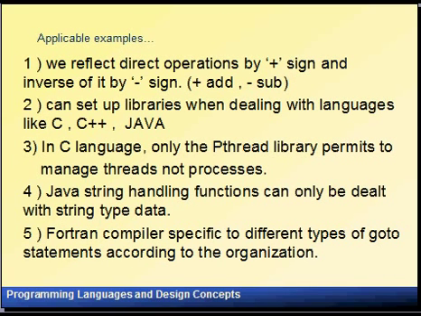Applicable examples: we reflect a direct operation by the plus sign and its inverse by the minus sign. Second one, you can set up libraries when dealing with languages like C, C++, and Java. Third one, in the C language, only the pthread library permits managing threads, not processes. Fourth one, Java string handling functions can only be dealt with string type data.